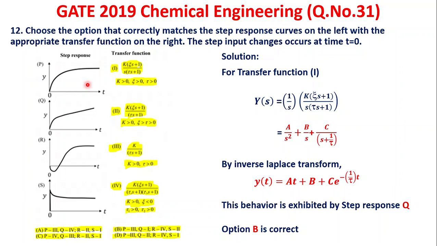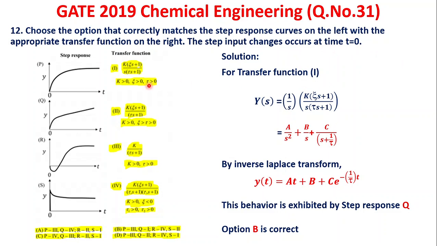So next problem. It is taken from GATE 2019 Chemical Engineering question paper. Choose the option that correctly matches the step response curves on the left with the appropriate transfer function on the right. The step input change occurs at time t equal to 0.